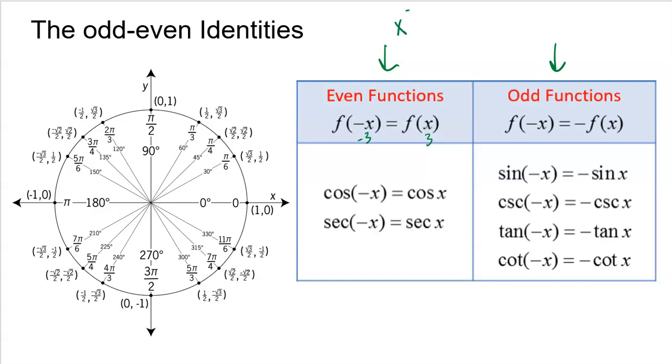A very simple example of that is x squared. 3 squared is 9, -3 squared is 9. So regardless if I plug in 3 or -3, I get the same result. They're equal. 3 squared equals -3 squared. They both equal 9. That's considered an even function. There are only 2 even functions in the world of trigonometry, and that is cosine and secant.